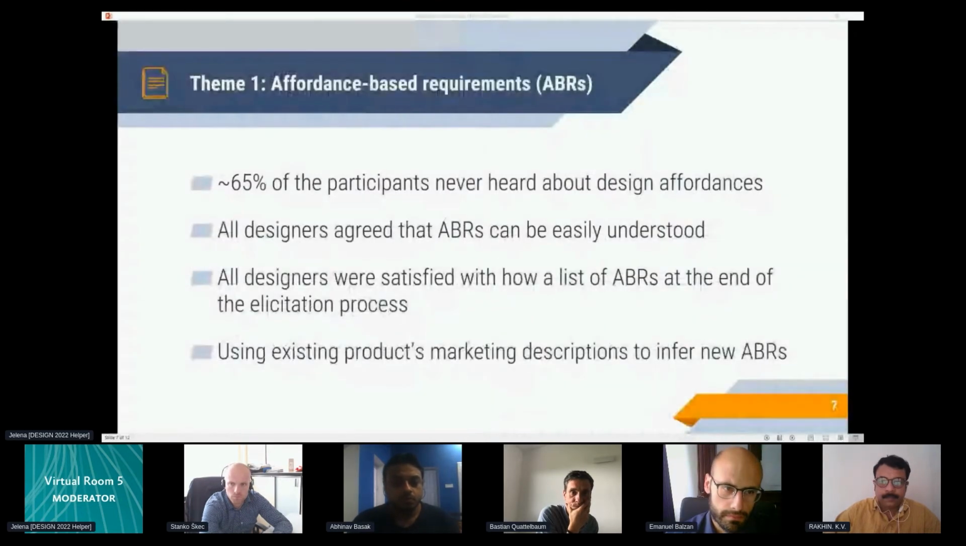So the first theme was about affordance-based requirements. Essentially, 65% of the participants had never heard about design affordances, but all designers agreed that affordance-based requirements are straightforward. The participants were very satisfied that a detailed list of requirements can be generated at the end of the process, and that the marketing description of matching products can be used to elicit further requirements.